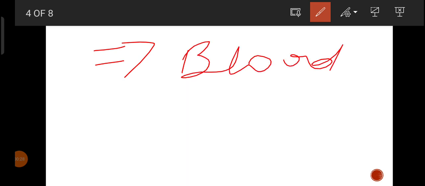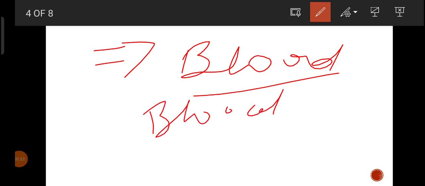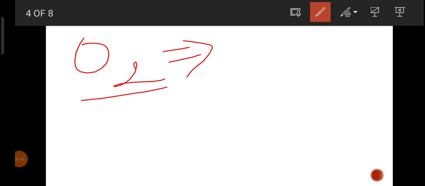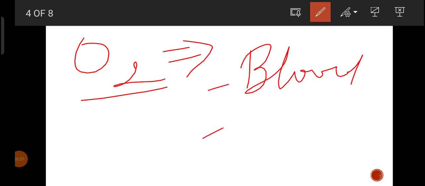Blood is the only media, or blood component, for the transport of these two gases. Let's see the transport of oxygen. In the case of oxygen, you have to remember that oxygen is transported by two things. The first one is blood, and the second one is plasma.